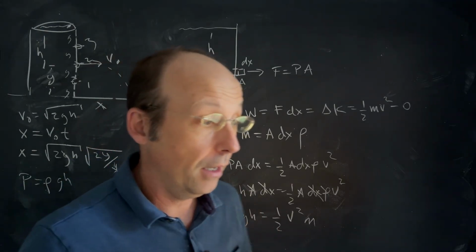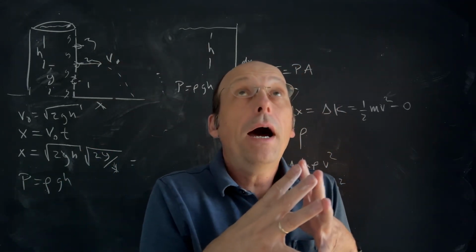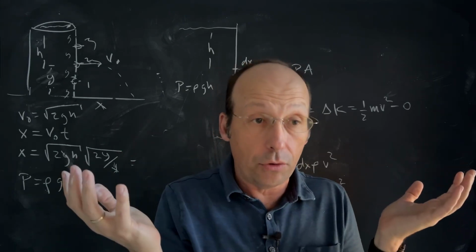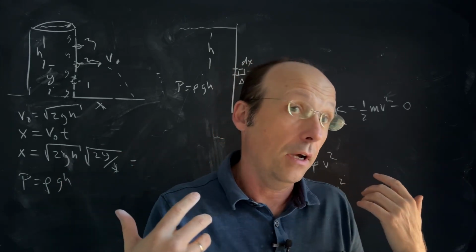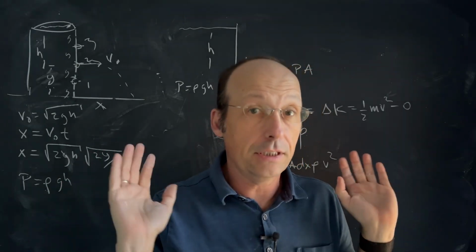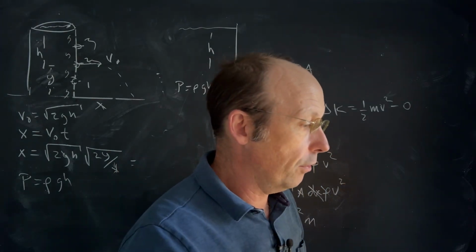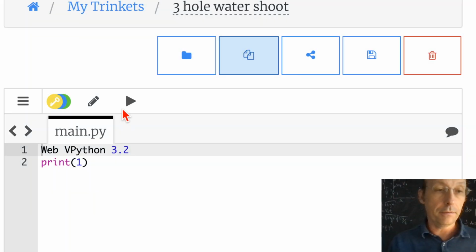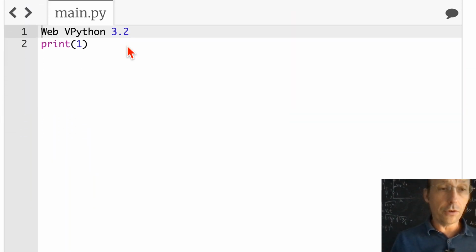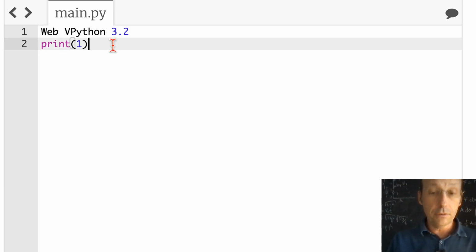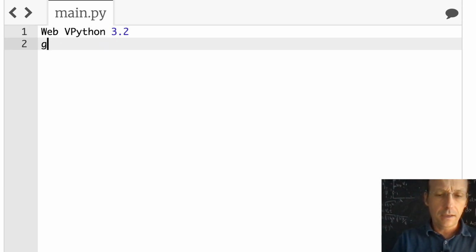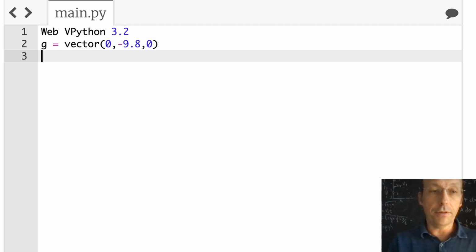Now we're going to make a Python model, because the Python model is really nice because we can visualize the whole thing, and that makes it fun. Let's just get to it. Okay, jumping over to web VPython. So the first thing I'm going to do is set g equals vector 0, negative 9.8, 0. Going to need that to model this.